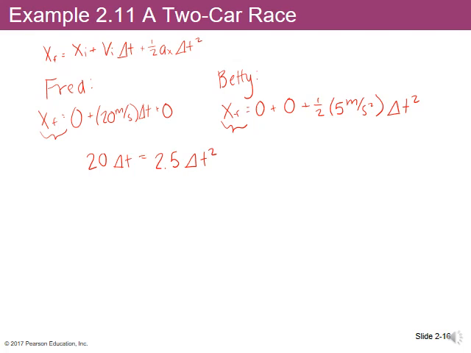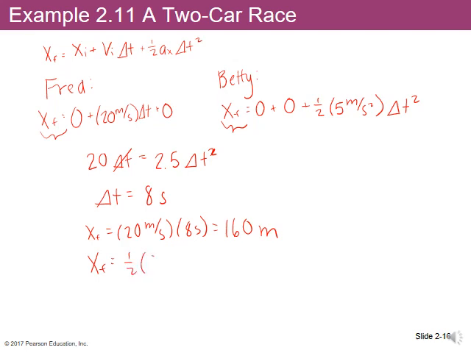Now notice we're back to where we were with the graphs. We can divide each side by delta t, divide by 2.5, and get that the time interval is 8 seconds. Sound familiar, right? Now we can plug that back into either one of these equations to solve for the final position. Once again, I would advise you to do both. So for Fred, we would have 20 meters per second times 8 seconds equals 160 meters. For Betty, we would have 1/2 times 5 meters per second squared times 8 seconds squared equals 160 meters.